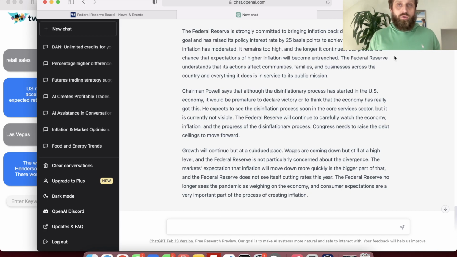But Chairman Powell says although the disinflationary process has started in the U.S. economy, we just started hearing this word, it would be premature to declare victory or think the economy has really got this. He expects to see a disinflation process soon in the core service sector, but it currently is not visible. The Federal Reserve will continue to carefully watch the economy, inflation, and the progress of disinflationary process. Congress needs to raise the debt ceilings to move forward. So they're going to print more money here soon.